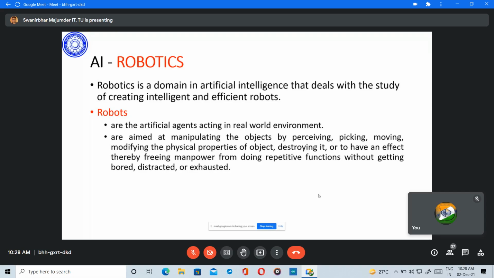Similarly, these robots will hang if you don't give a particular kind of thing, and they should not have bugs, meaning they should not reach any particular state which may have a problem in deciding whether to go this side or that side. So for doing some repetitive works which are the same, they will be doing it without getting bored or distracted or exhausted like we do.